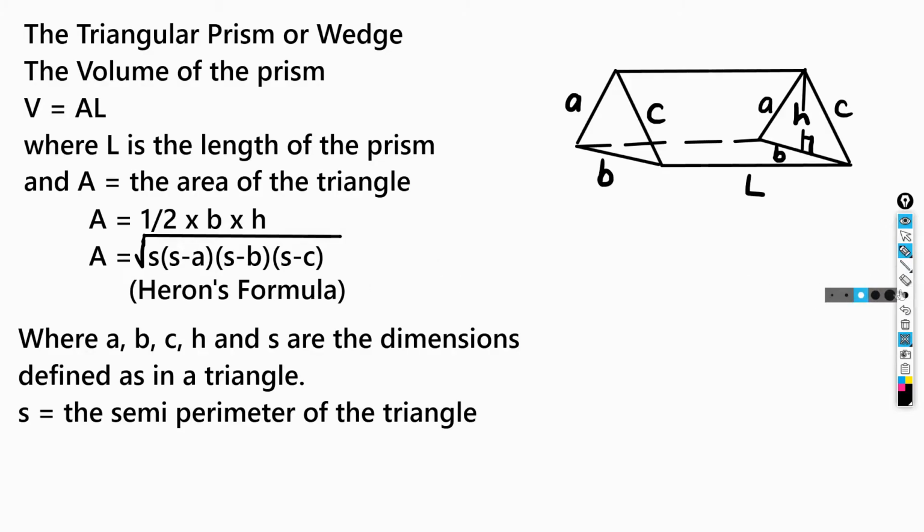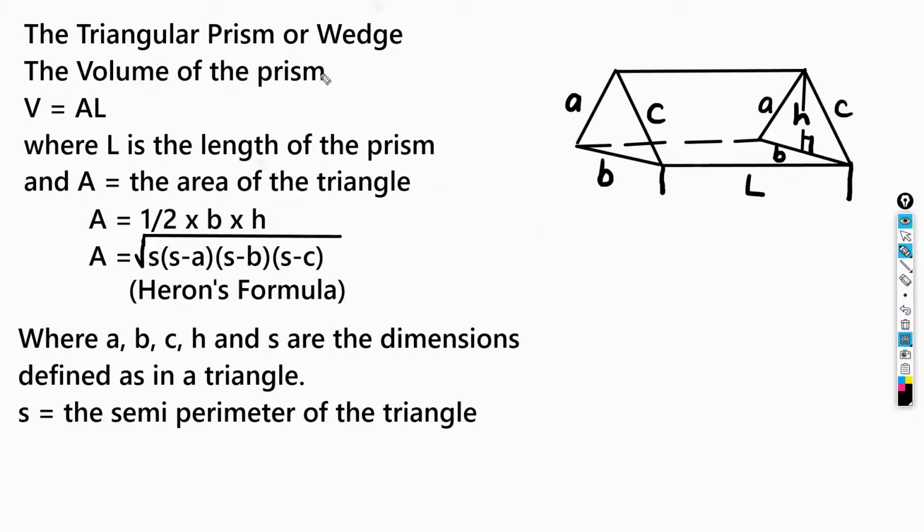Hey guys, what's up? So today we're going to be looking at the triangular prism or wedge, and the volume of the prism. For the triangular prism, V is equal to A times L, where L is the length of the prism, which is actually over here. Let's look at the diagram. The length is from here to here, right? So L is the length of the prism, guys. That's what L is. And let's look at A now.